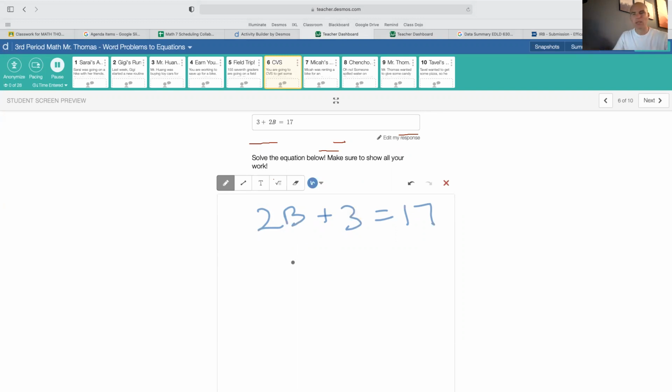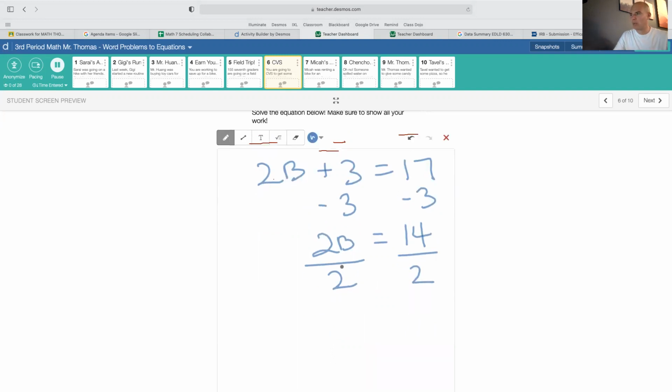All right, so I look at the operations happening to my variable. I see it's being added to 3. I see it's being multiplied by 2. So I'm going to want to subtract 3 and then divide by 2. So let me subtract 3 from both sides of my equation. I get 2b = 14. And now I want to divide both sides by 2. Use a fraction bar to represent division. And we get b = 7.